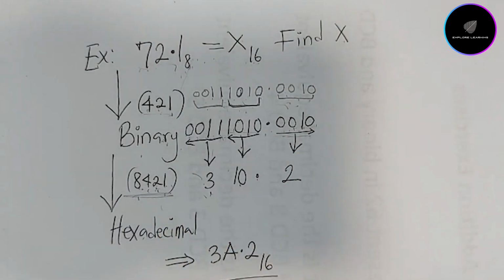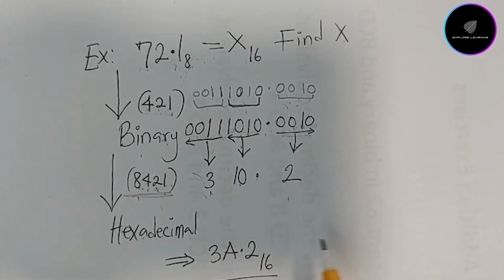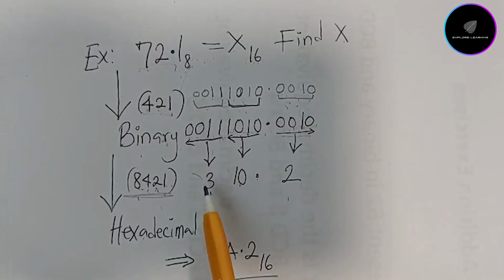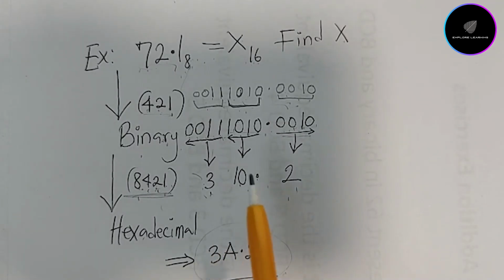So therefore the equivalent is going to be 210.2. Remember what I told you, whenever you're representing your values in the hexadecimal number system, 10 should be replaced with the alphabetical representation, which is A. So 10 represents A. So we're going to have 3A.2 base 16. So this is the right way to write your answer.